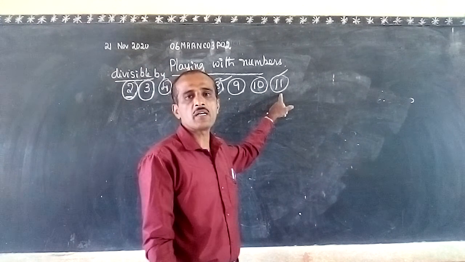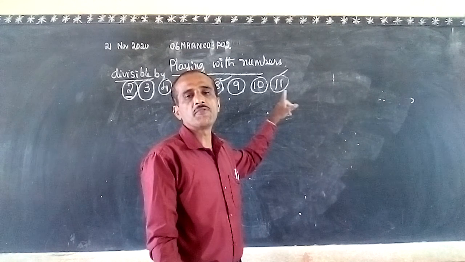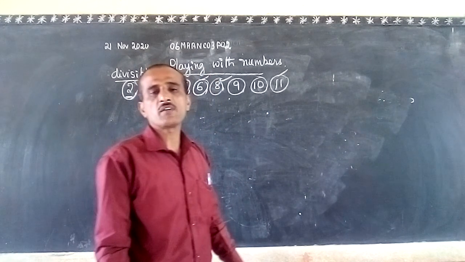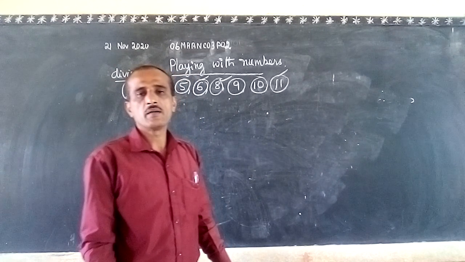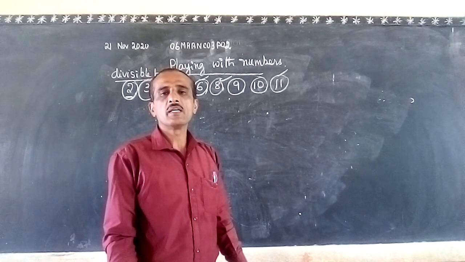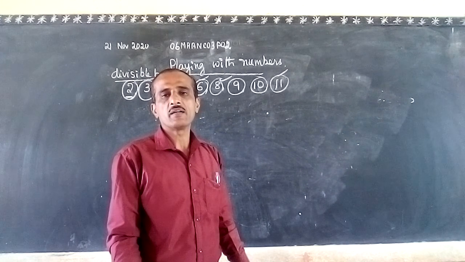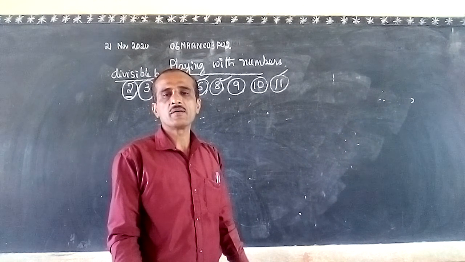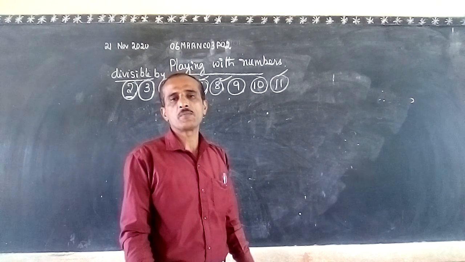How to search a number is divisible by 11? If the difference of the sum of the digits of the odd places and the sum of the digits of the even places is 0, or a multiple of 11, that is, if that difference is divisible by 11, then such numbers are divisible by 11.